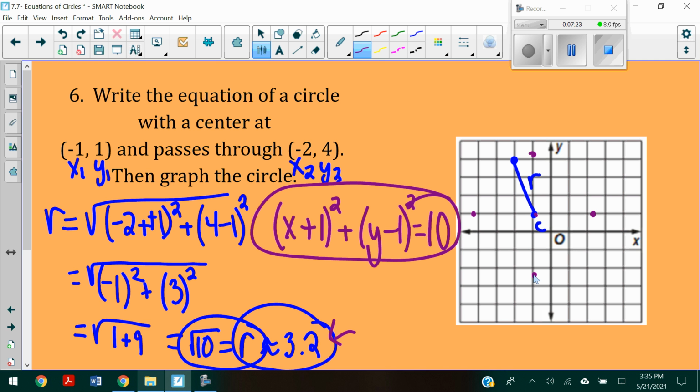Now your job is to connect those dots as best you can to look like a circle. If you draw straight lines, I'm going to mark it wrong. So you can give some type of a curve to it. Now I know my circles aren't perfect either. I'm not expecting yours to look perfect. I'm just expecting you to try.